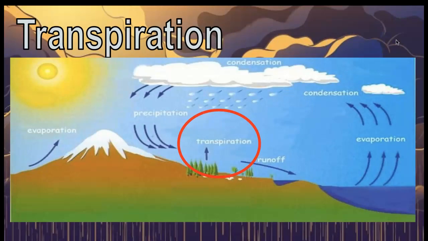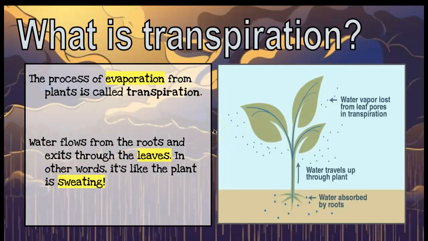Next is transpiration, and you see it's right here above these trees. Transpiration is just like evaporation. It's the same concept. Water is heated, except instead of it coming from soil or a water source, this water is coming from a plant or a tree.